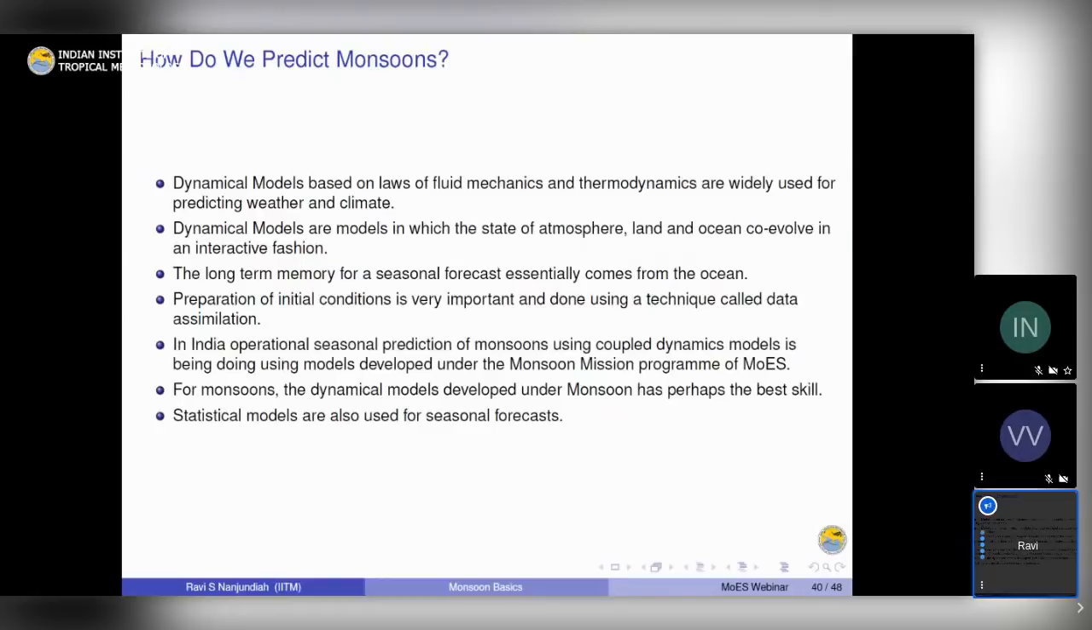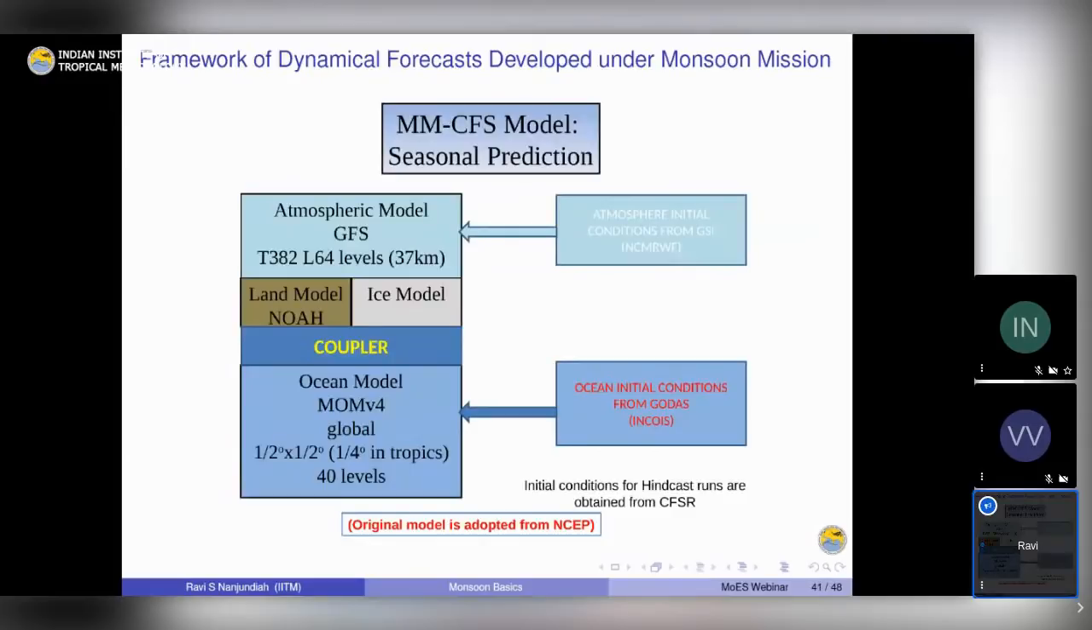If we look at the dynamical models, the monsoon prediction by Indian models has perhaps the best skill on all these scales. And of course, for a long time before computers became so big and we could solve these equations of fluid mechanics and thermodynamics, statistical models were very much in vogue, especially for seasonal forecasts, and they do have quite a bit of value, I would say. We use both of them to get the monsoon prediction. So this is the dynamical forecast framework that we talk of for seasonal prediction.